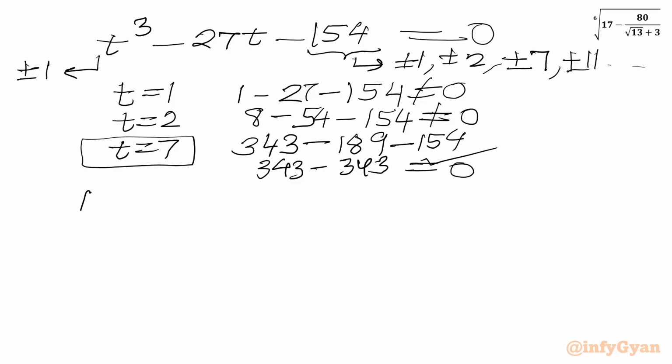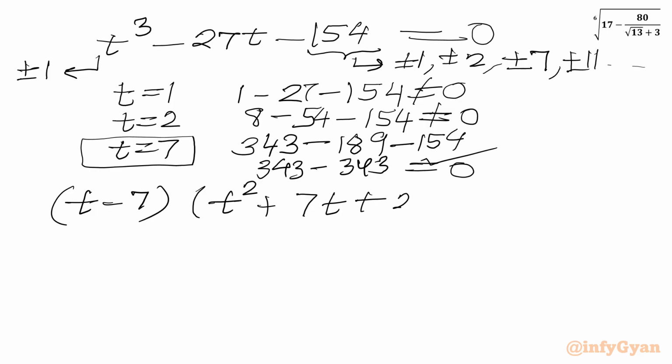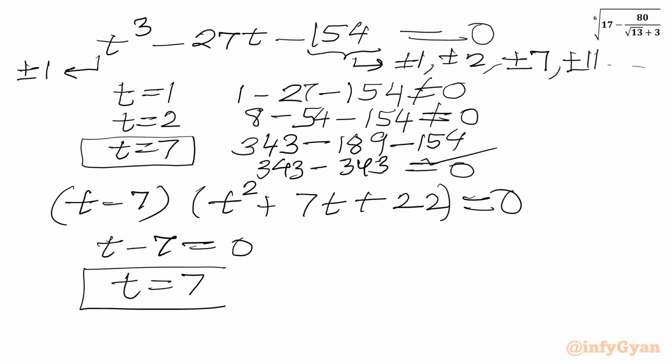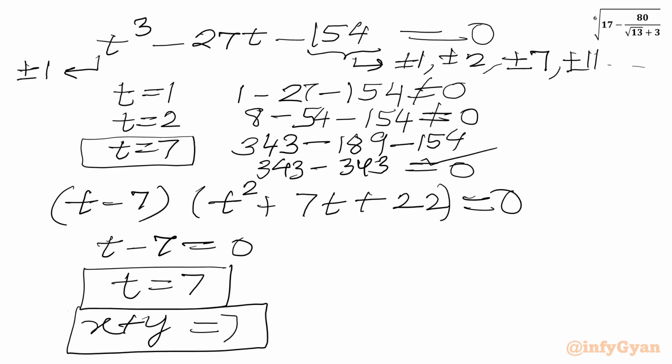Now I can consider t minus 7 as a factor of this cubic equation and I can divide. So we will get the quadratic factor, t square plus 7t plus 22 equal to 0. So from here I can conclude either t minus 7 will be equal to 0, or t equal to 7, and t was our substitution x plus y. So x plus y equal to 7.